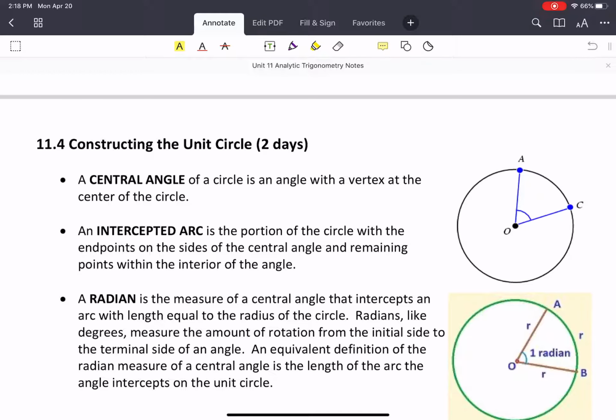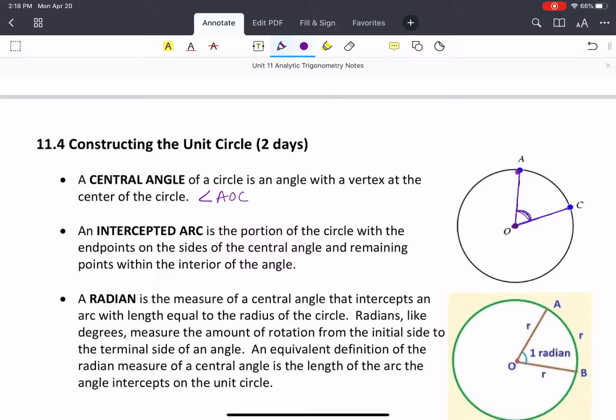Okay, a central angle of a circle is an angle with a vertex at the center of the circle. So you can see that over here on the right. Its rays, or line segments here, come out and hit the circle there. So that angle right there is our central angle. Its vertex is at the very center of the circle. That would be angle AOC.